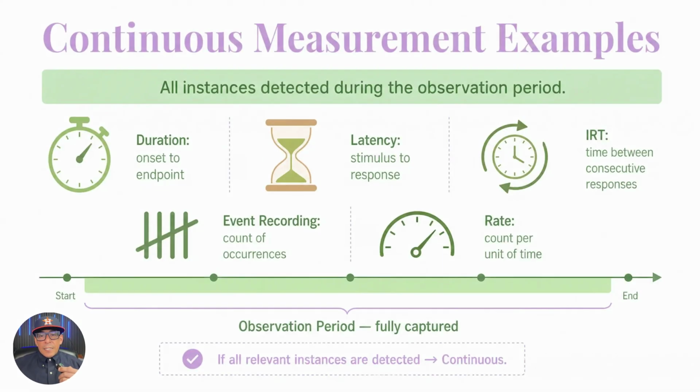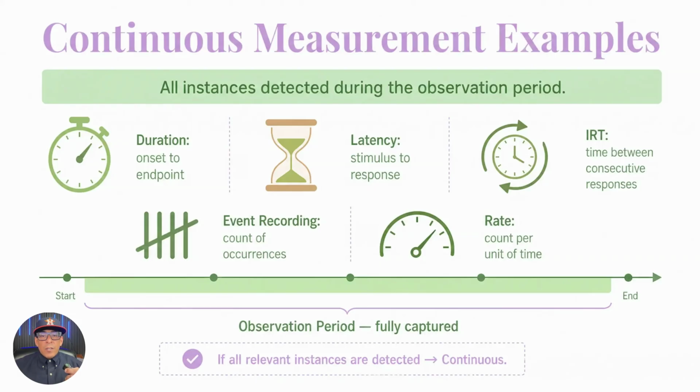Continuous measurement is not one single form. It refers to measurement that detects all instances of the target behavior during the observation period. Event recording includes procedures for detecting and recording the number of times a behavior of interest is observed. Timing procedures are used to measure duration, response latency, and inter-response time.